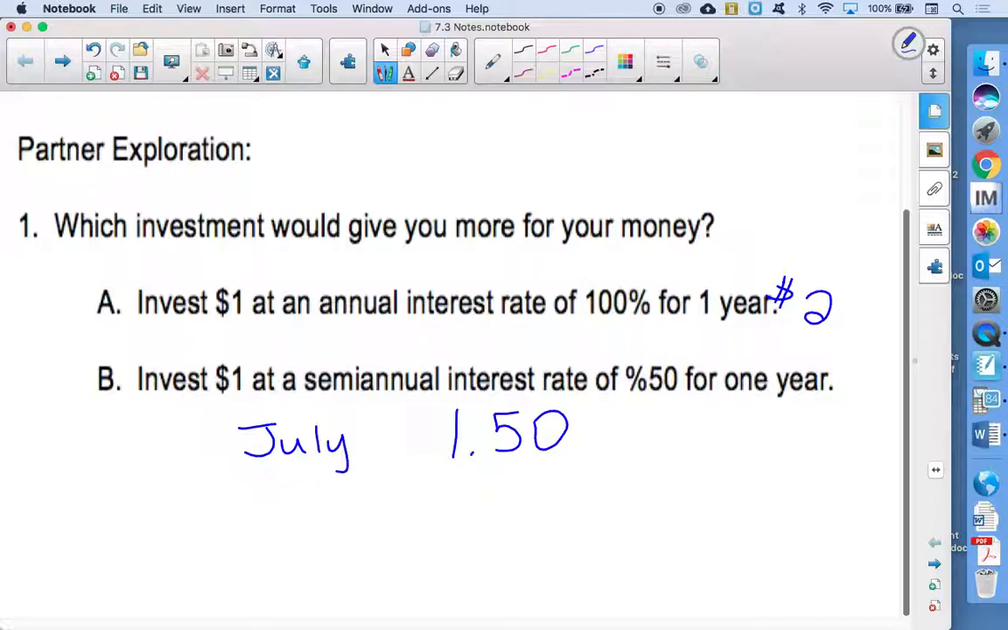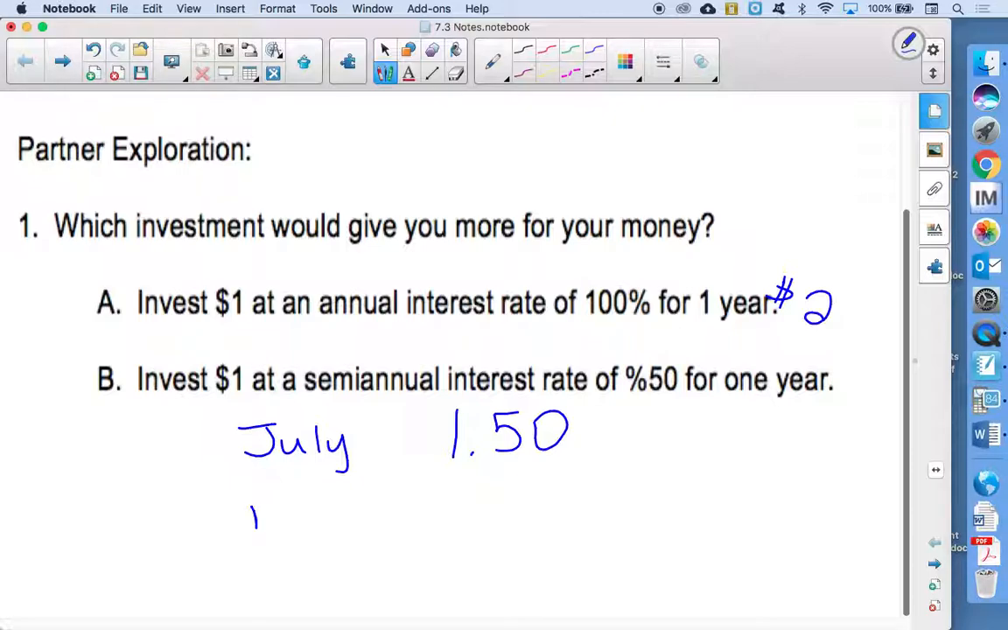At the end of the year, I get interest on that amount. That's what compounding interest does. So now I have $1.50. How much money then would I earn at the end of the year? Why $2.25, Brandon? Because half of 150 is 75.